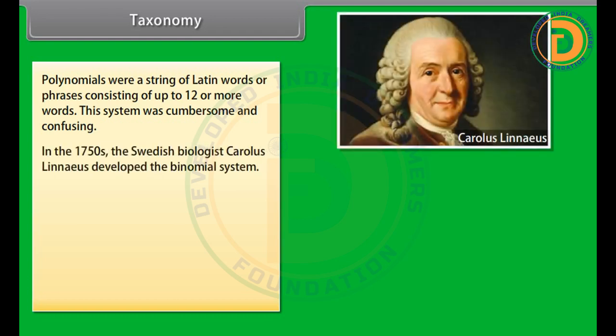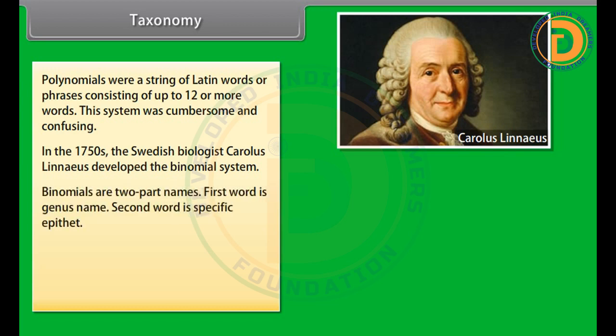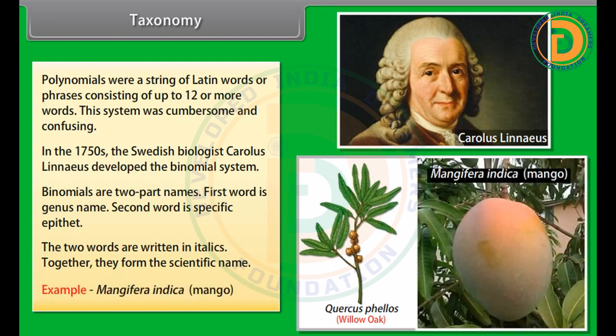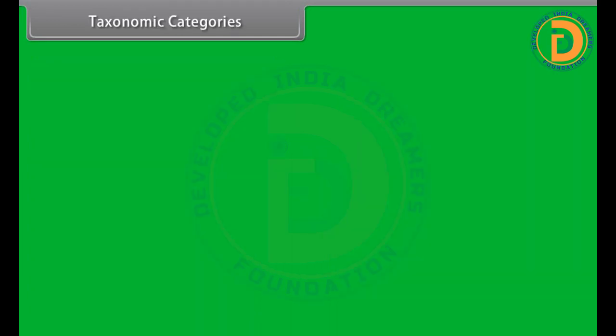In the 1750s, the Swedish biologist Carolus Linnaeus developed the binomial system. Binomials are two-part names. The first word is the genus name. The second word is the specific epithet. The two words are written in italics. Together they form the scientific name. Example: Mangifera indica, mango.